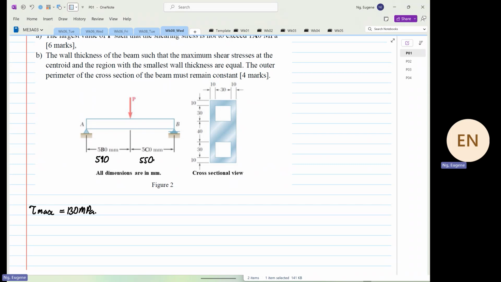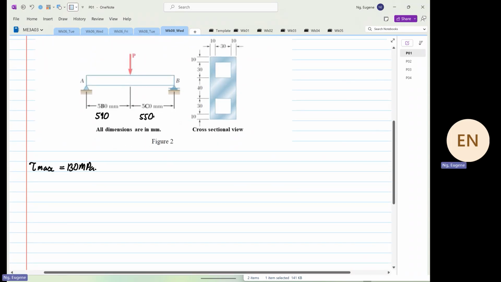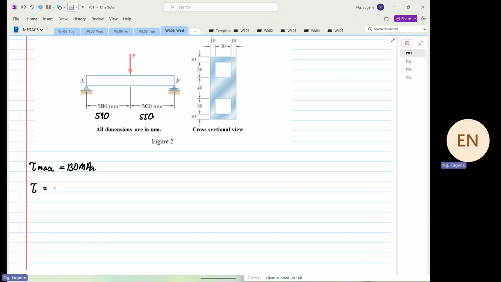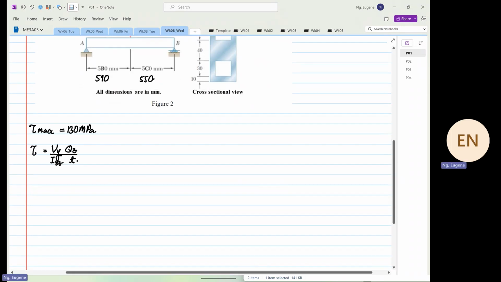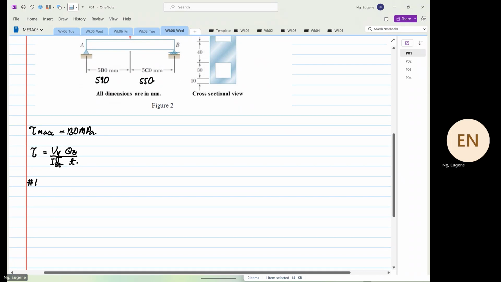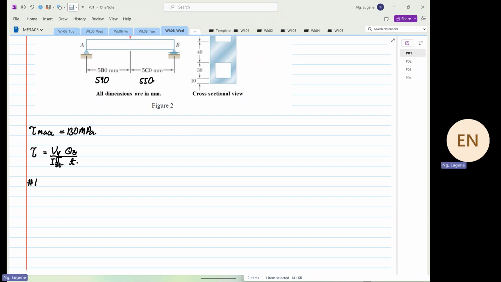Okay. So just to quickly recap, the formula that we're going to use is shear stress is equal to Vy over Izz, Qz over T. So remember the 5 rules that I told you guys about. We're going to apply all the 5 rules over here. We can't break any of them. But what we're going to do first, rule number 1 is that V and Izz are constant.